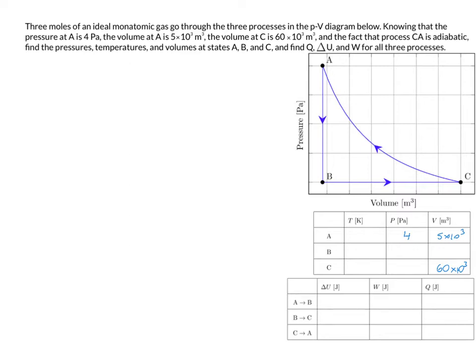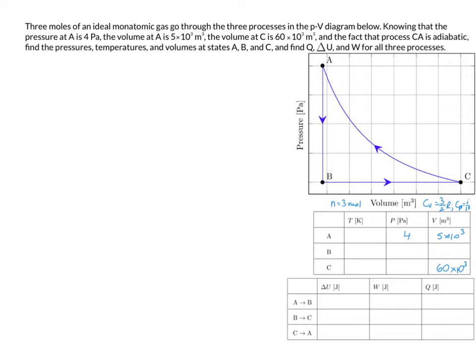Now, some other things that I know, but they don't fit in the table, is that there are 3 moles. So I know that n is 3 moles, and we're dealing with an ideal monatomic gas, so CV is 3 halves R, and CP is 5 halves R.